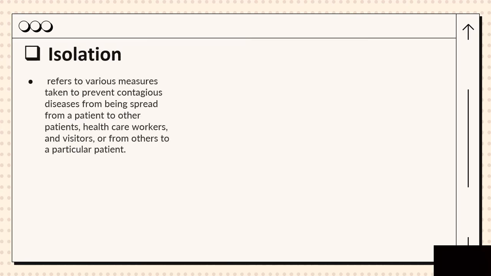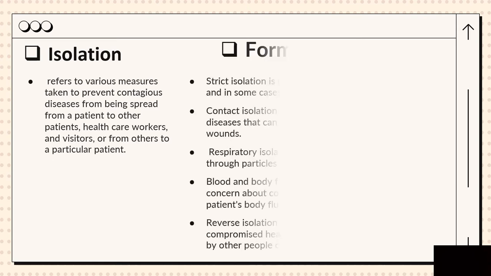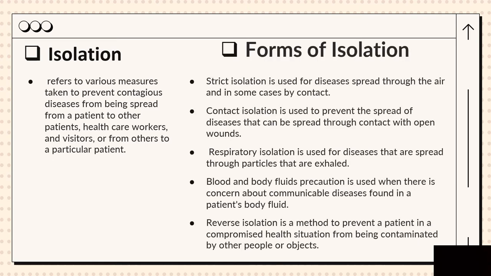Okay, next, isolation. So isolation refers to the various measures taken to prevent contagious diseases from being spread from a patient to other patients, healthcare workers, and visitors, or from others to a particular patient. So, forms of isolation. Ano na ba yung mga forms of isolation? So, ayan. Strict isolation is used for diseases spread through the air and in some cases by contact.